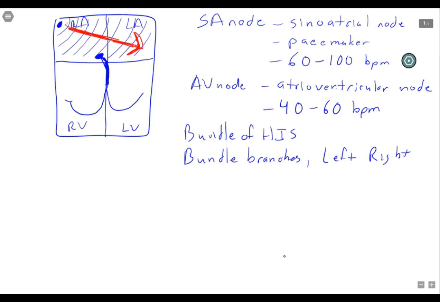And then off of those bundle branches, we have little fibers, right? And these are like the prongs of an electrical outlet where the electrical activity comes off. And we call these Purkinje fibers. And so that electrical activity will finally enter the ventricles, and it will depolarize the ventricles. Now that electrical activity will go to both ventricles.